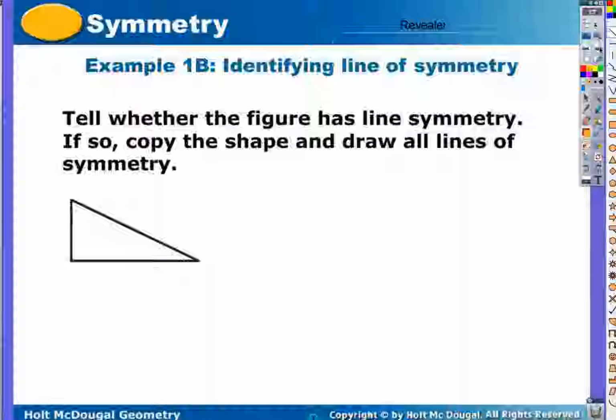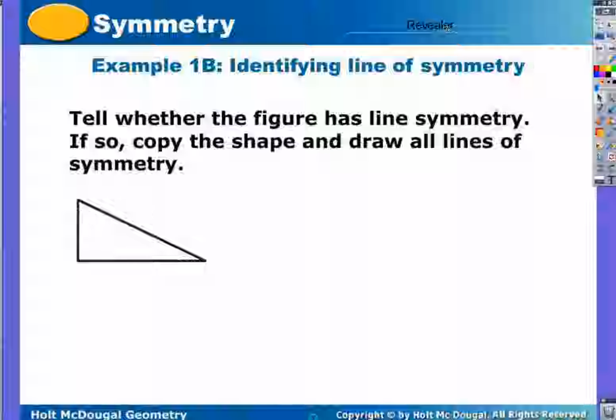Okay, so whether this figure has line symmetry. Jaden says no. Does anybody disagree with Jaden? Is there any line that could possibly be drawn to get this to look the same? Nah, it doesn't look that way. And let's reveal. Yeah, there's no line symmetry. There's no line that could possibly be drawn.